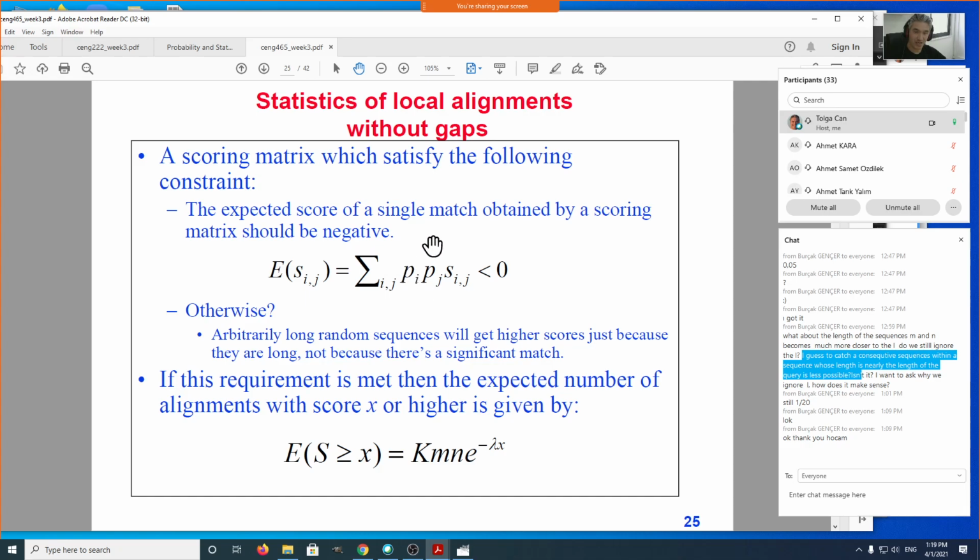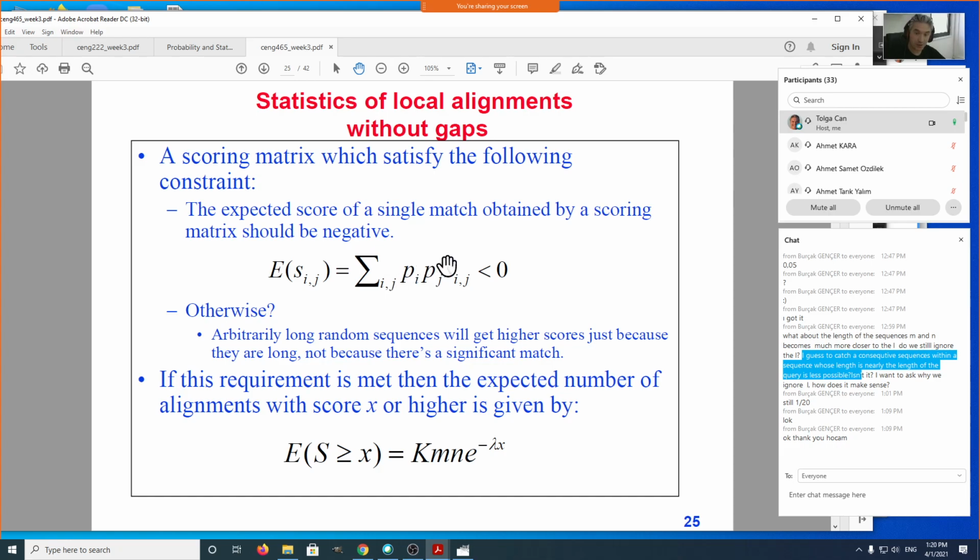So this PI and PJ are also known as the amino acid frequencies in nature. The PI and PJ are not related to scoring matrices, in the sense that, for example, if a certain amino acid is more abundant in nature, its PI value is going to be larger. And if an amino acid is rare, like tryptophan, PJ is going to be lower.